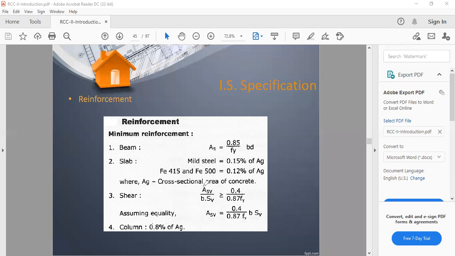Similarly, for the shear, that is the criterion to calculate the shear. S equals 0.4 divided by 0.87 Fy into B into S. S is the spacing, B is the width, Fy is the characteristic strength of the steel. Now for the column, 0.8% of Ag. Ag is the cross-sectional area of the concrete.